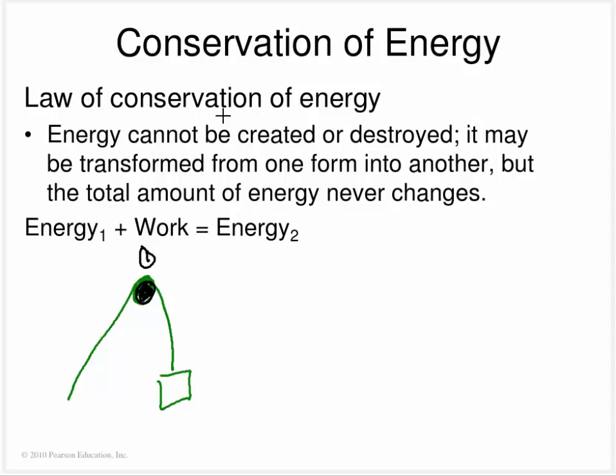So now we can generalize the work-energy theorem to very briefly discuss the conservation of all energy. Essentially, energy cannot be created nor destroyed. It can be transformed or sloshed from one form to the other, but the total amount is never going to change. When we transfer energy, we're doing something called work.